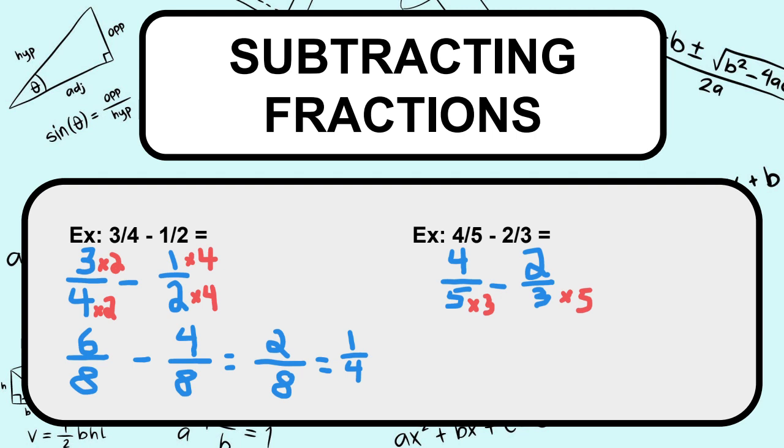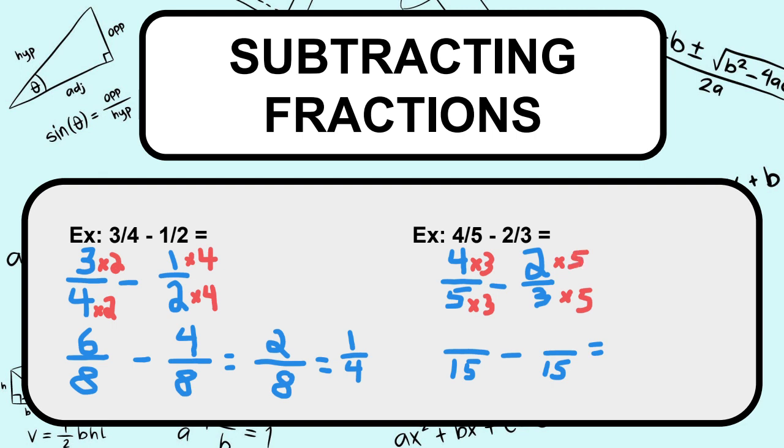Let's do that first. So 3 times 5 is 15. That's the first fraction there. Second fraction, 3 times 5, also 15. Write that down there. And then let's not forget, what we do to the denominator, we also need to do to the numerator. So we're going to have 4 times 3, and then we're going to have 2 times 5.